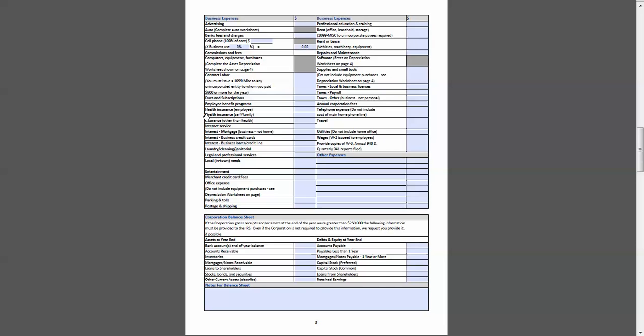If the corporation's gross receipts or assets at the end of the tax year is greater than or equal to $250,000, a balance sheet is required to be reported on your tax return. If you meet any one of those requirements, complete the corporate balance sheet located at the bottom of the page.